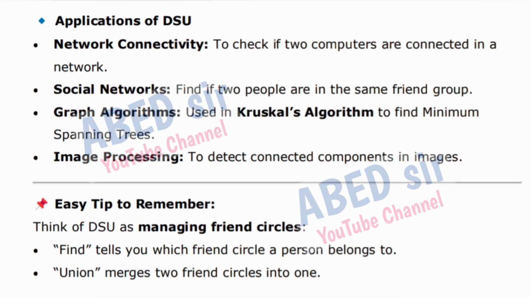Applications of DSU. Network connectivity, to check if two computers are connected in a network. Social networks, find if two people are in the same friend group. Graph algorithms, used in Kruskal's algorithm to find minimum spanning trees. Image processing, to detect connected components in images. Easy tip to remember: think of DSU as managing friend circles. Find tells you which friend circle a person belongs to. Union merges two friend circles into one.